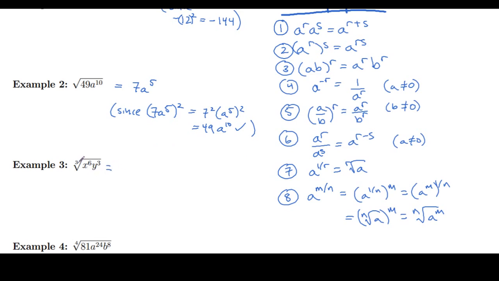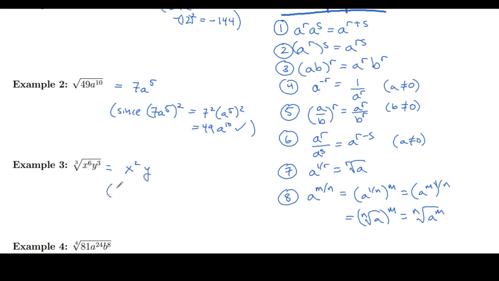Now I'm trying to think of something whose cube root, I have to take the cube root of this. So I need to think of something that if I cube it, I will get x to the 6 y cubed. So what cubed will get me x to the 6th? That seems to me to be x squared, because if I cube that, I'll multiply the exponents, 2 times 3, and I'll get 6. And then what cubed will give me y cubed? Well, that should be y.